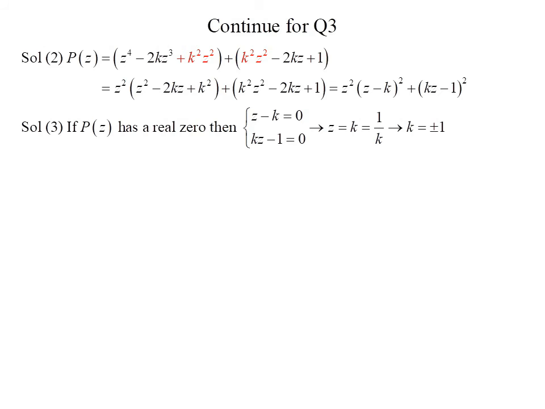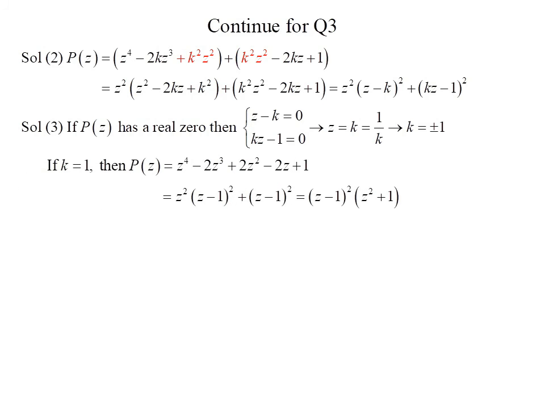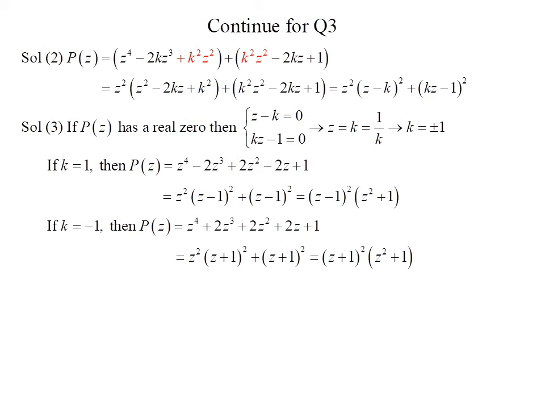The real zero is equal to k, which equals 1 or negative 1. After back substituting the values of k, which is 1 or negative 1, into the variable of the polynomial pz, we factorize the pz accordingly and obtain the required expression. When k equals 1, pz equals z minus 1, in parentheses squared, multiplies z squared plus 1, in parentheses. When k equals negative 1, pz equals z plus 1, in parentheses squared, multiplies z squared plus 1, in parentheses.